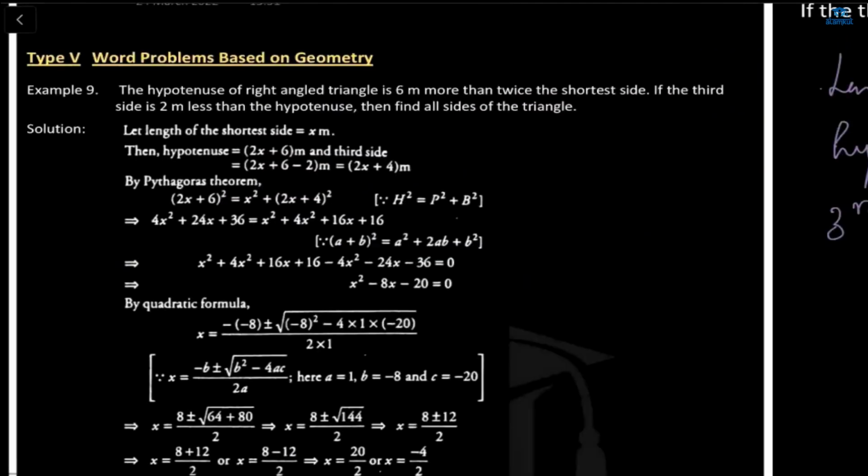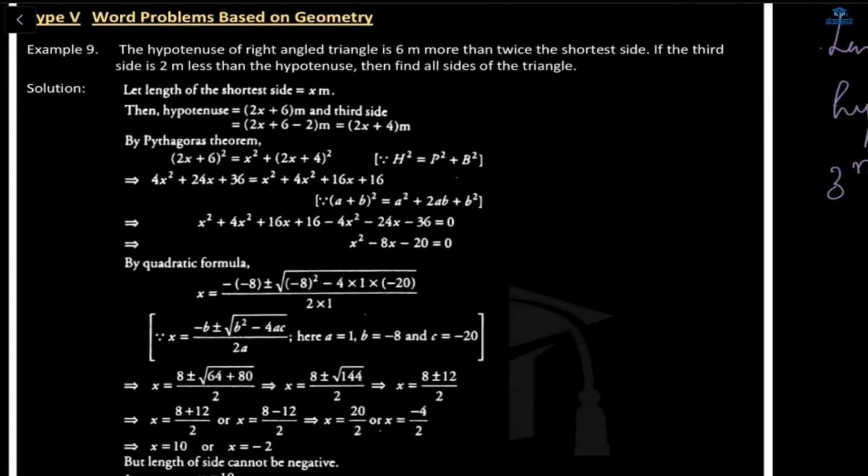So the first one we did was a word problem based on geometry. Okay, means a shape is there. So the question is: the hypotenuse of a right angle triangle is 6 meter more than twice the shortest side. If the third side is 2 meter less than the hypotenuse, then find the sides of the triangle. You have to find all three sides of the triangle.